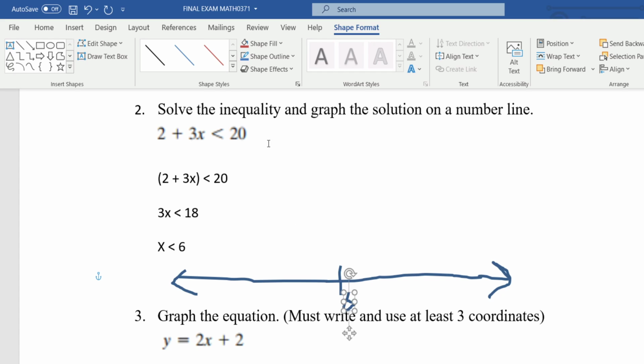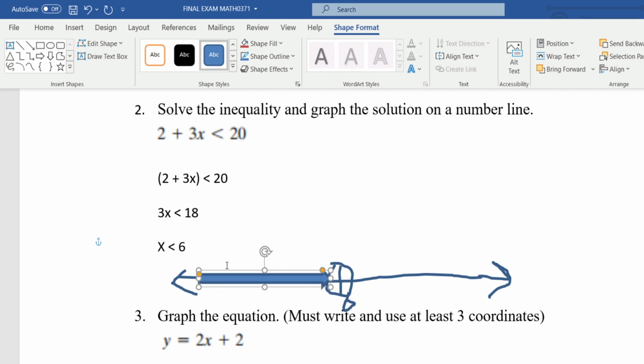Okay, so when x is less than 6, it's not less than or equal to, it's just less than, right? So you're going to draw an empty circle where the 6 is because it's not equal to 6. And then from here, all you do is use an arrow. Let me flip it.